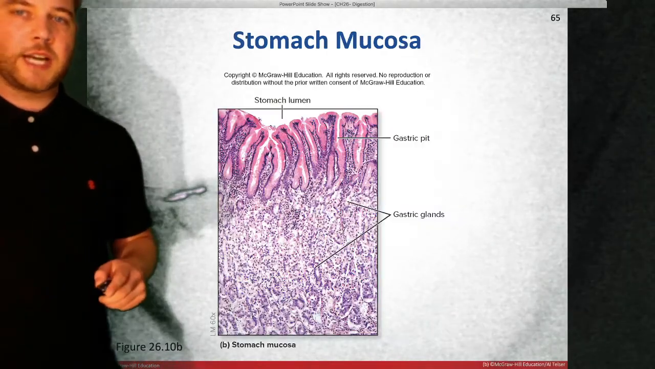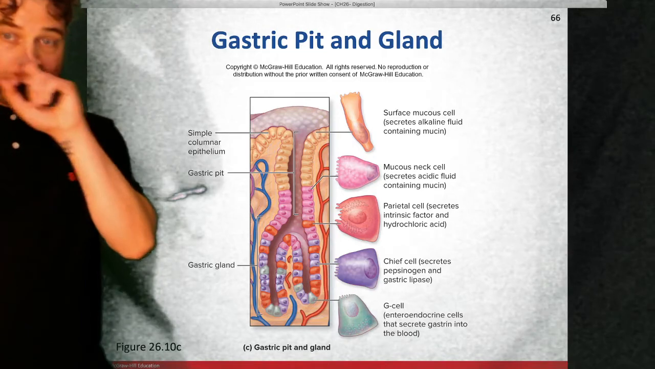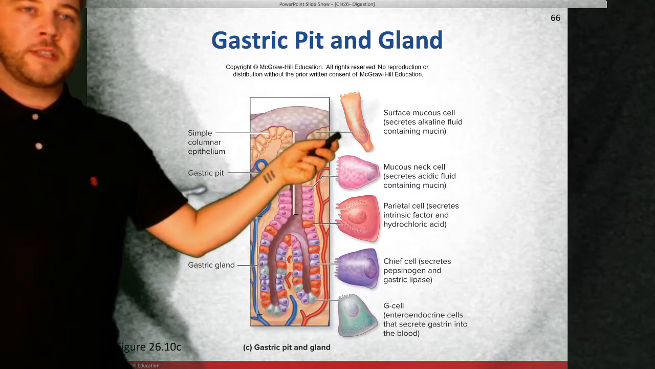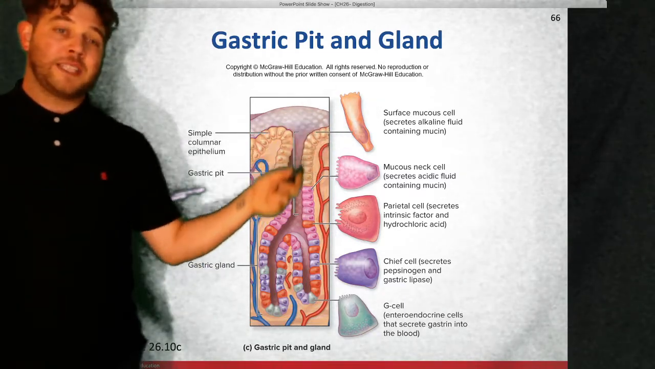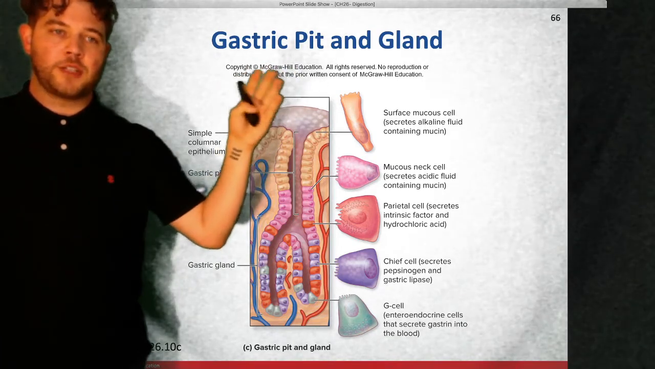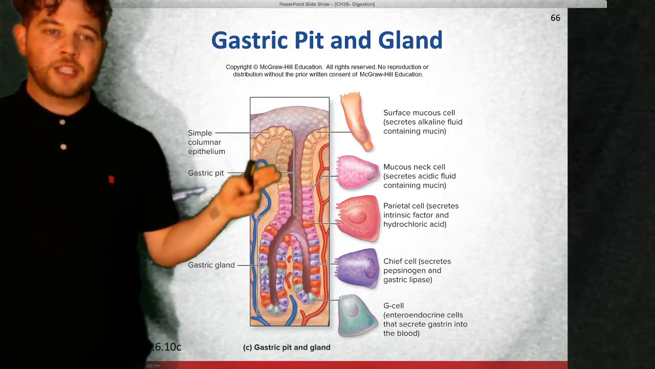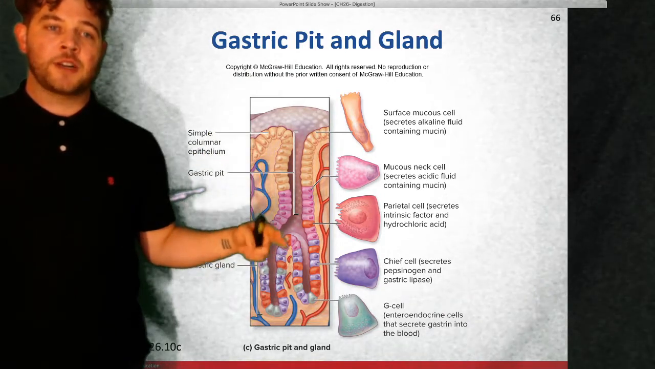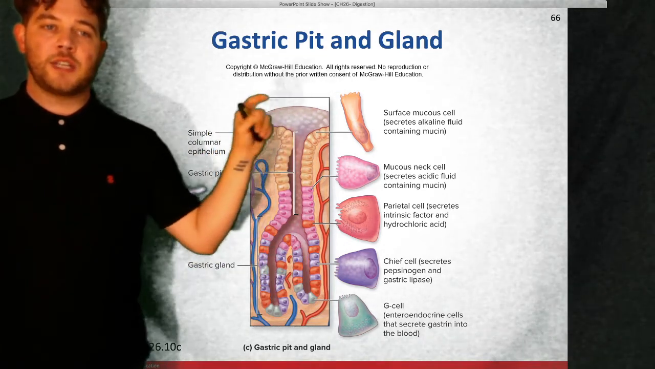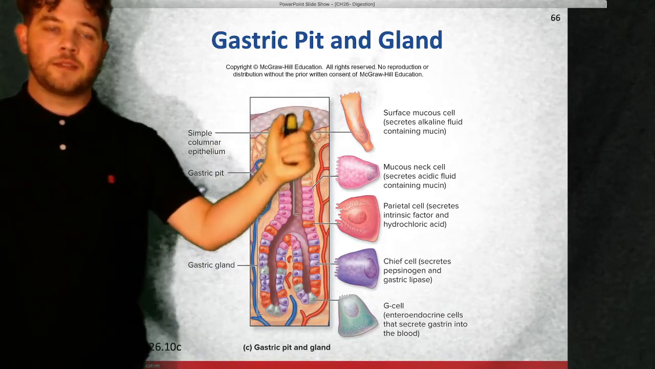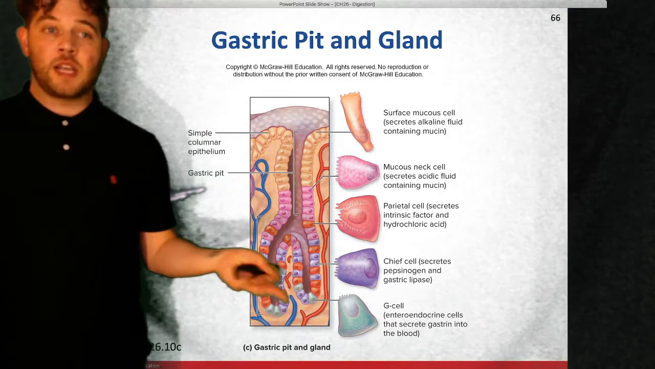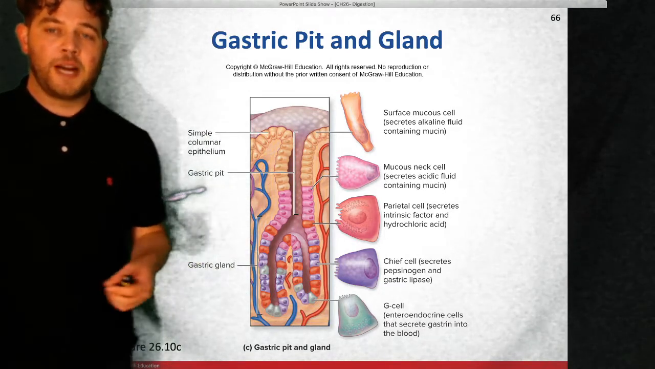We're going to get into these gastric glands right here. So 5 different cells. You have your surface mucus cells that secrete alkaline fluid containing mucin. That is going to help protect all of these cells. The inside of the stomach has a very low pH, usually about 2 to 3. But in the pits and where the gastric glands are, the pH is 7. The pH is very neutral. And it's neutralized because these surface mucus cells secrete a layer of mucus that covers the actual epithelium of the stomach to make sure that they aren't eroded away by the acid.